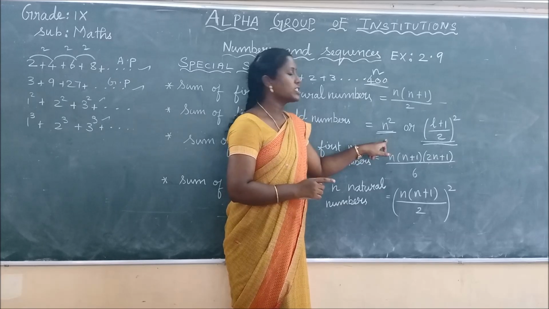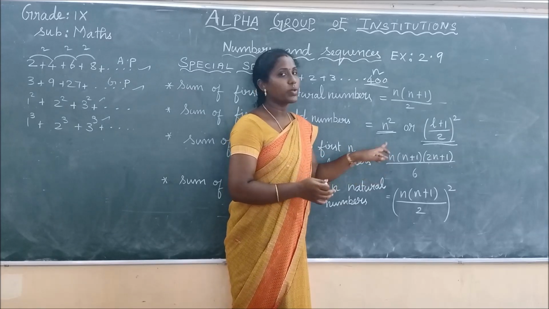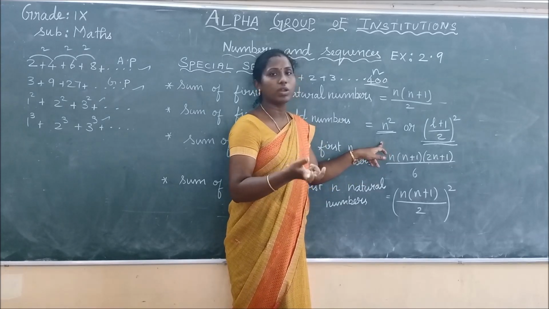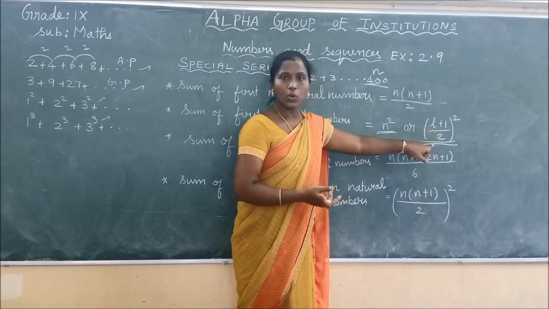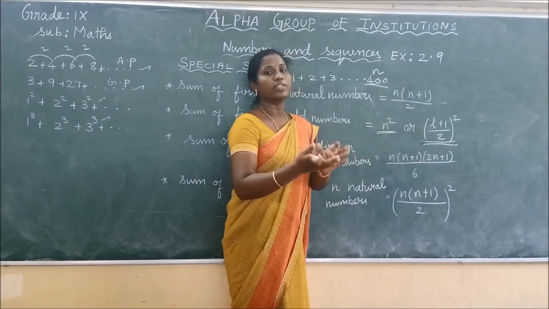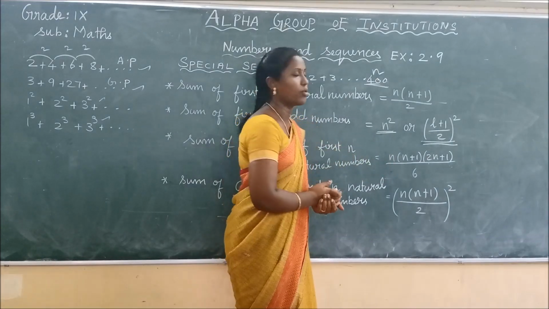If you are adding odd natural numbers, you can use n square if the question gives the number of terms. Otherwise, you can use the formula n plus 1 by 2 the whole square. If the last term is given in the series, you can use the second formula.